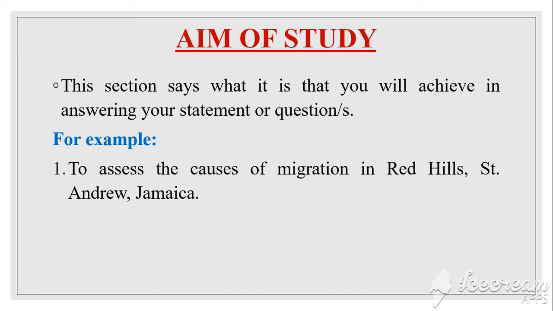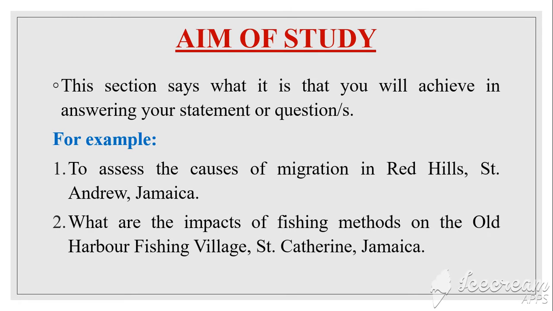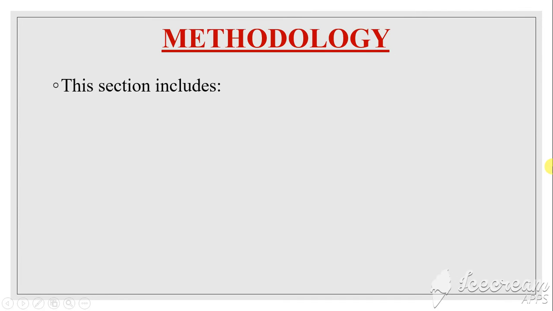So basically you just retype or you copy and paste the aim from your questionnaire, and it's usually in the form of a statement or question with the area or place, comma, followed by the parish, comma, and finally the territory. Next we have the methodology.